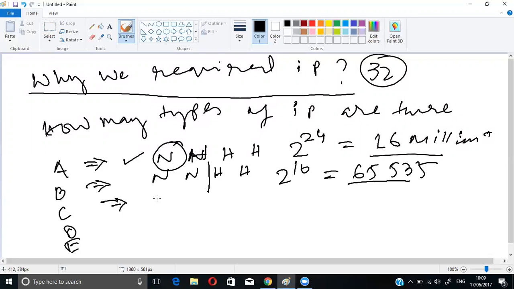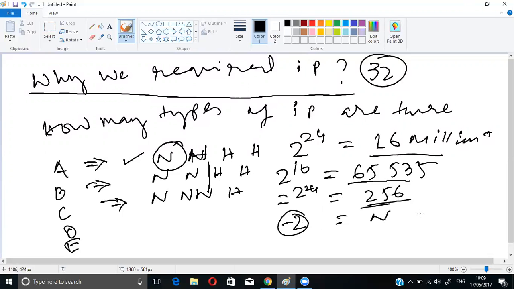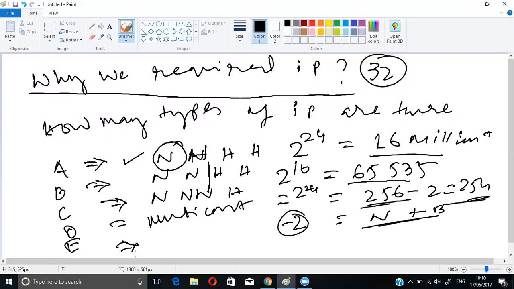Now if you think about class C, there will be 3 network and 1 host. So it will be 2 power 8, which means 256. Actually, it will not be 256, you have to subtract 2. Why? One for the network, another for the broadcast. So that's why you subtract 2, and you get 254. Is that clear? Now, class D will be used for multicast, and class E will be used for research and development. Is that clear now? Fine.